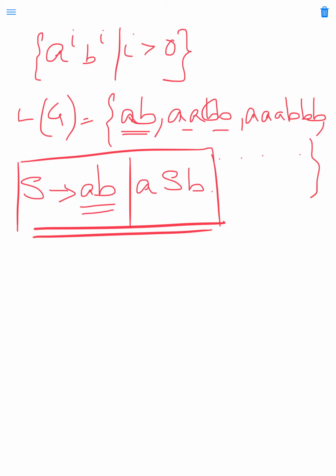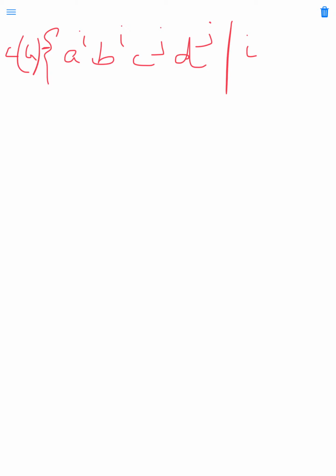So we can see one more example. Let the language be defined. Let the language be like L of G is equal to a raised to i, b raised to i, c raised to j, d raised to j, such that i, j greater than or equal to 0.